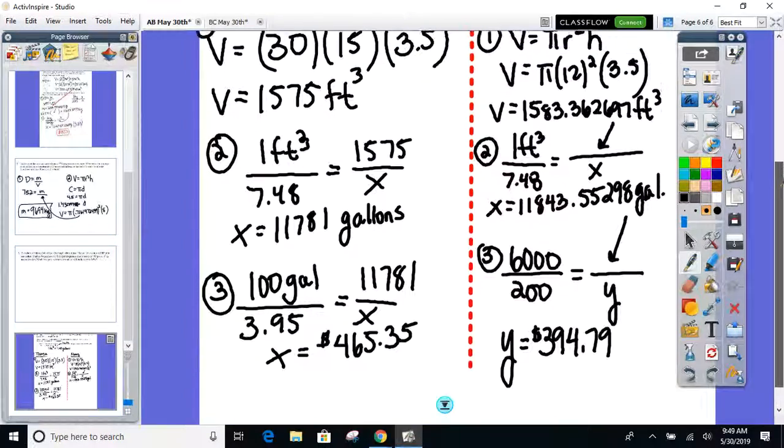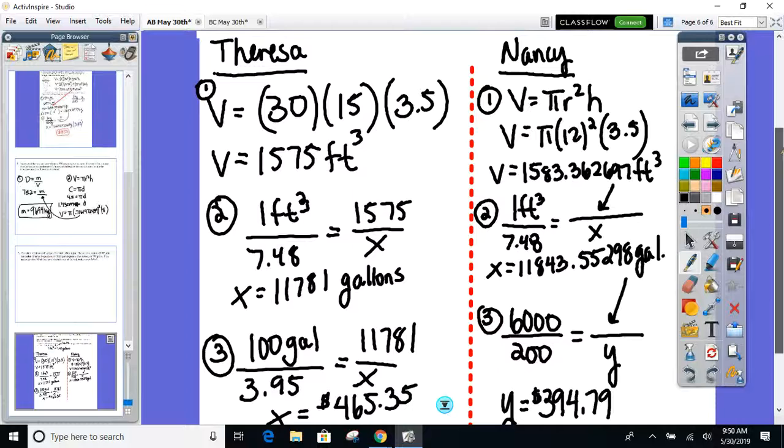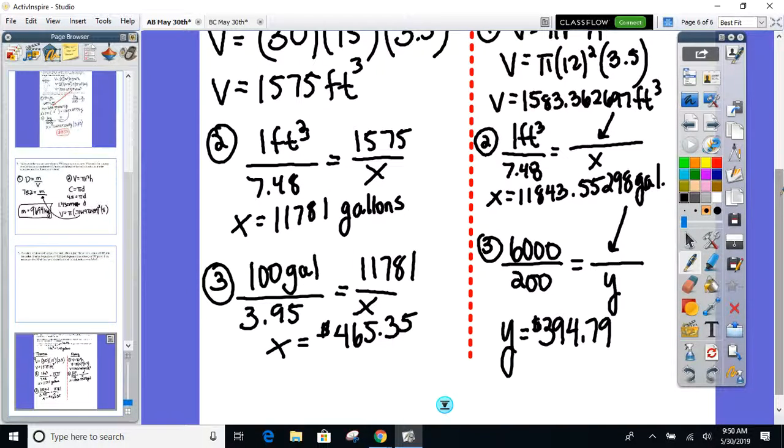Okay, here we go, just so you can get going on your own work. Looks like Nancy paid about $394.79 at the end, after you converted and found out how much she paid. She pays $200 for 6,000 gallons. So she paid a little bit less, even though it seems like a lot more, $200 versus $3.95. But okay.